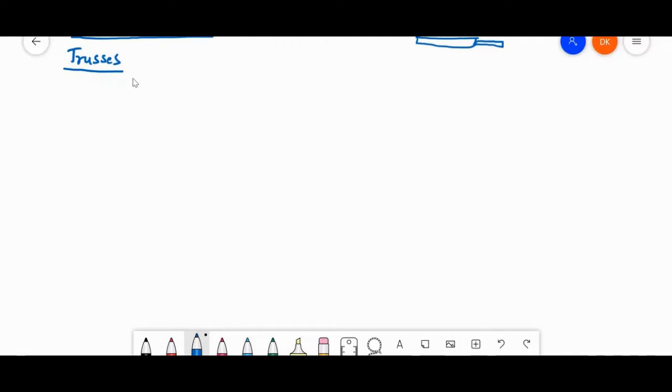Here the structure is like this. One end is fixed here. This is one member, it is pinned together. Then this is another member, it is pinned. You see this is a difference between the supports. This is completely fixed.